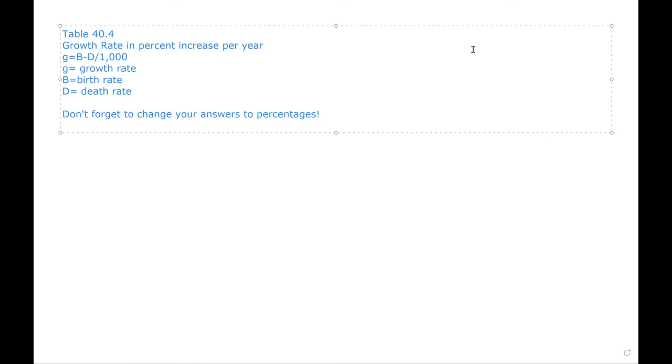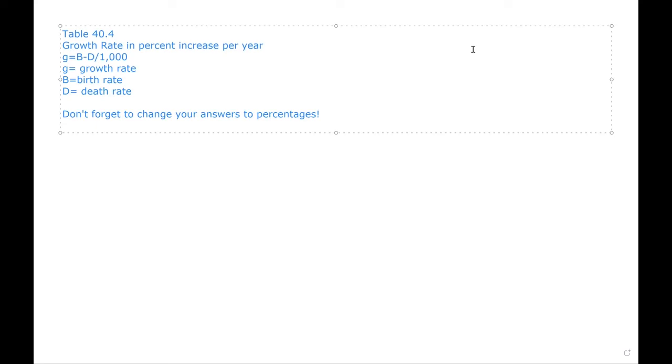So the formula that they give us is not actually given to us in the form of a formula, so I wrote my own, but I have it as G equals B minus D over 1,000, where G is the growth rate, B is the birth rate, D is the death rate. And the reason it's over 1,000 is because in demographic studies, this is usually expressed as per 1,000 people.